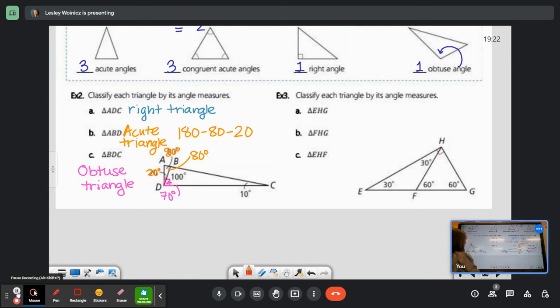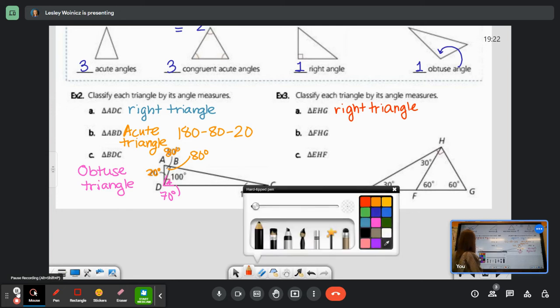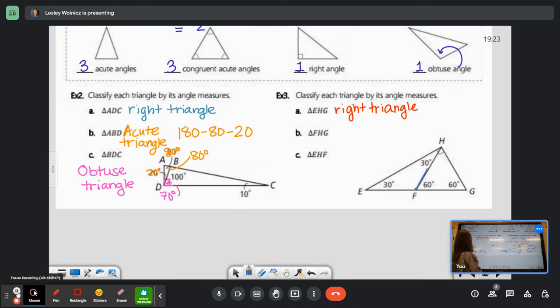So EHG, triangle EHG, that's this one. Oh, geez. All right, I got a 30, I got a 60, and over in this corner, for that angle, we got a 90. So EHG is a right triangle. All right, next, FHG.